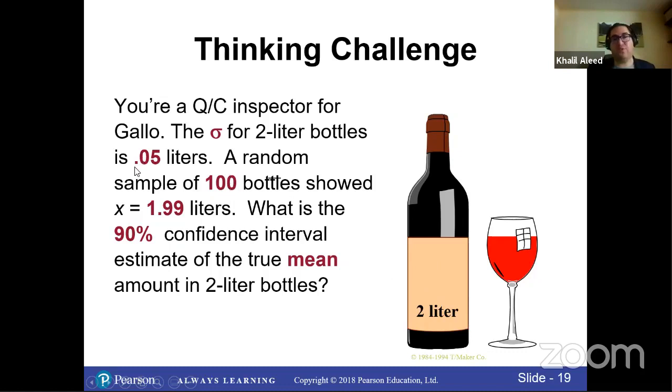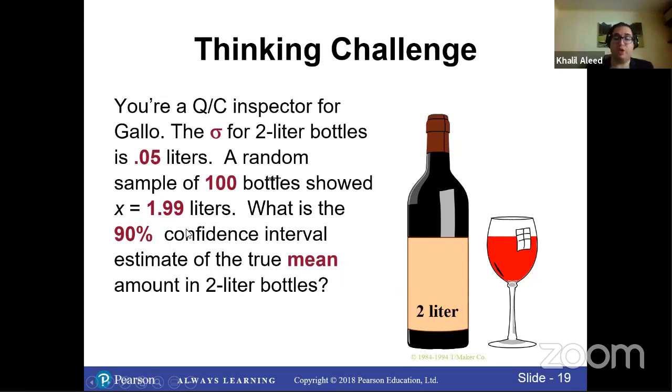We are assuming that we might have a 0.05 difference in the bottle. When we check the 100 bottles we took as a sample, we calculate the average of the liquid inside these bottles. We found that the average is equal to 1.99. So the average liquid in the bottles is 1 liter 0.99. It's not 2 liters.